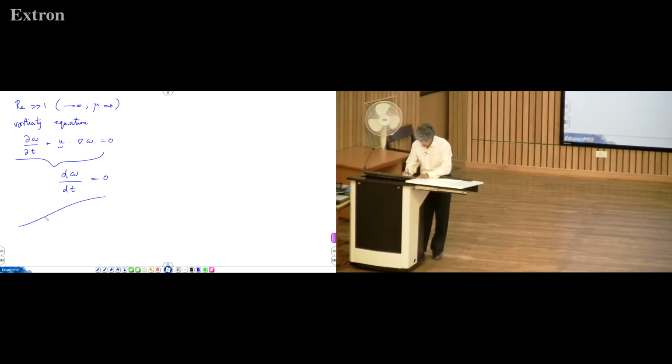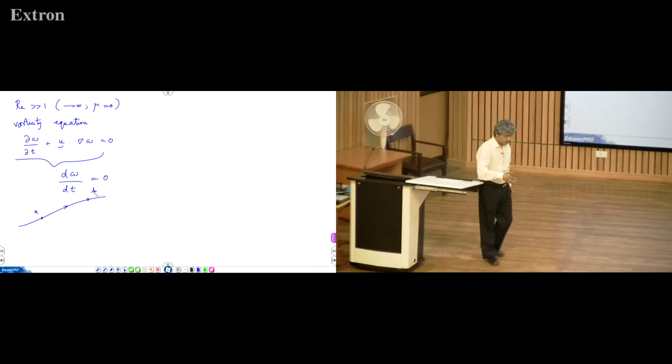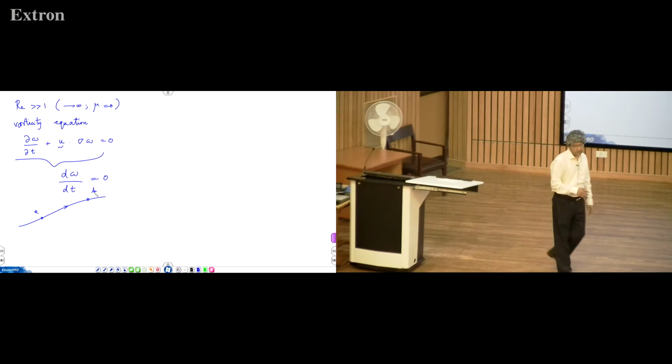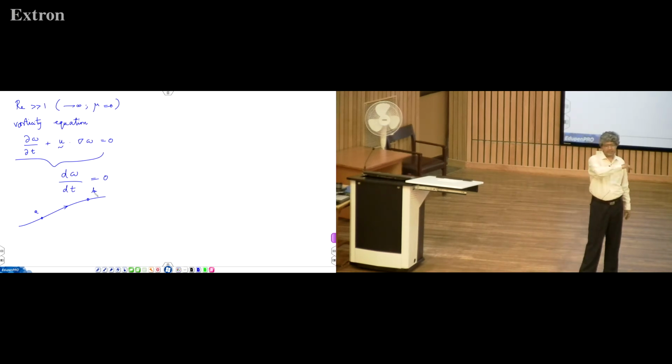So, as a fluid particle moves from point A to point B, partial derivatives are evaluated at an instant of time or at a point. Total derivative is evaluated along the flow path, A to B with the limit B approaching A, along the particle or the fluid particle trajectory.